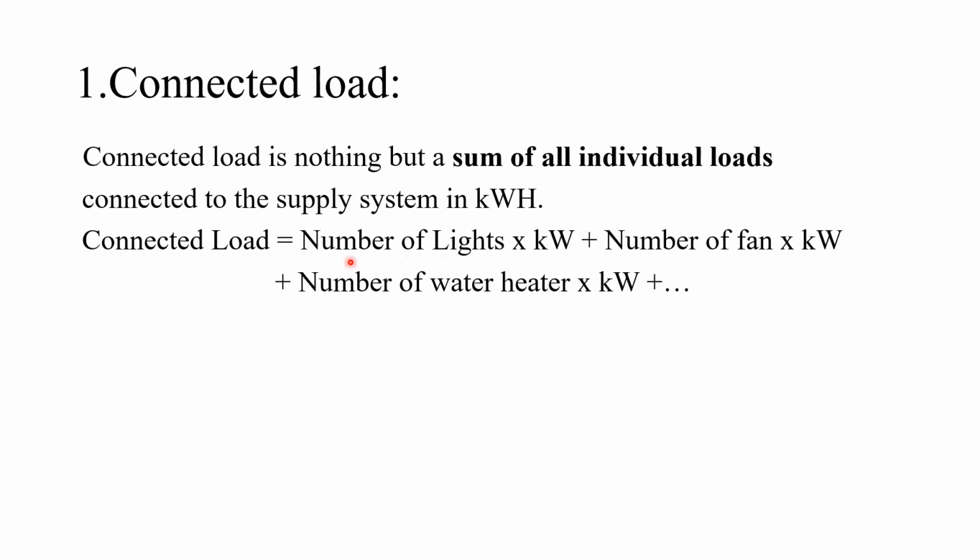So connected load equals the number of lights times kilowatt, plus the number of fan points times kilowatt, plus the number of water heaters times kilowatt, plus etc. In this way we can calculate the total connected load in our home or in a particular industry or in any plant. So connected load is the total load, or the sum of the individual loads.